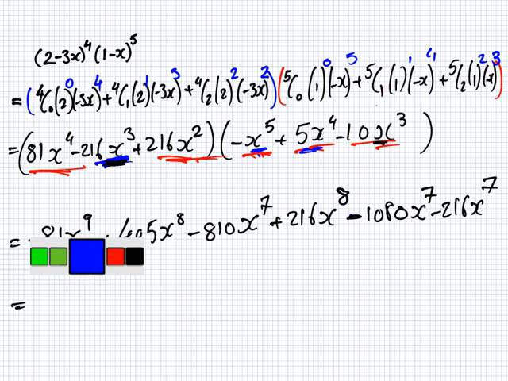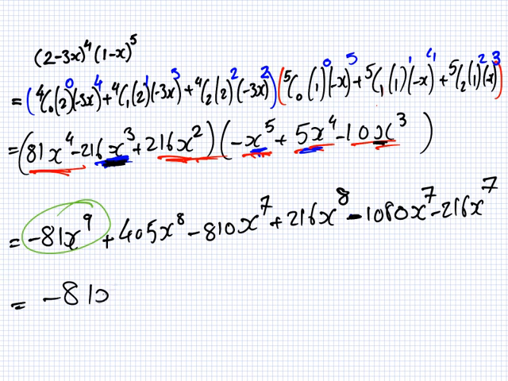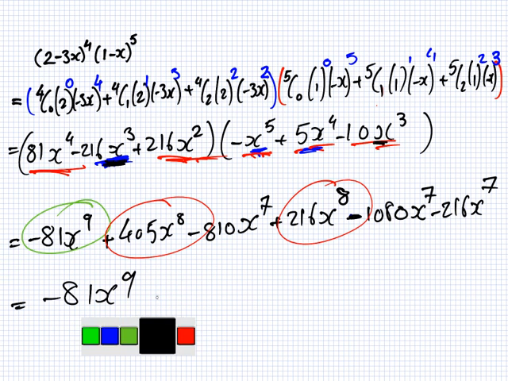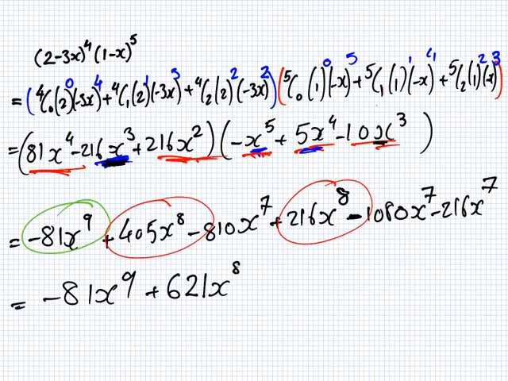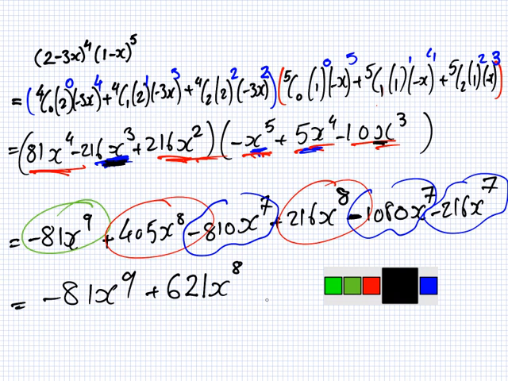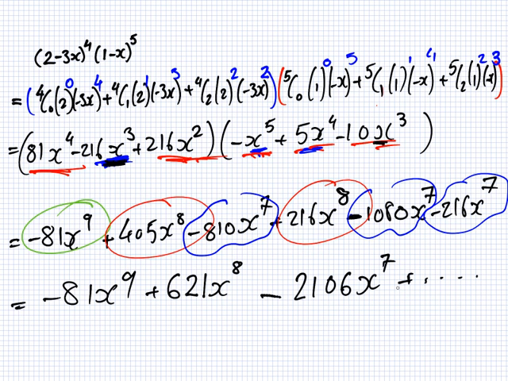So let's add them together. I have only this for the 9, so that's minus 81x^9. Then for the 8, I have this one and this one, so that's 405 plus 216, which is 621x^8. That's right, isn't it? And lastly, I have this 7 and this 7, so that's minus 810 and 216 and 1080, so minus 2106x^7, and there's more. So this is a difficult question for sure.